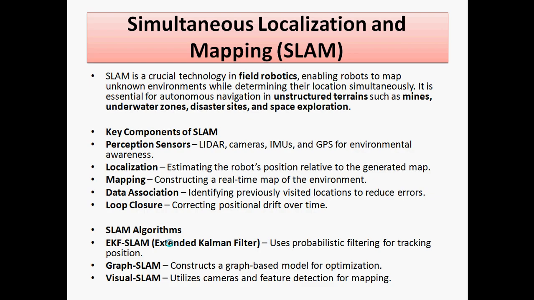The main components of SLAM start with the LiDAR sensor. We are using cameras, IMUs, and GPS for environmental awareness. So this is about perception through the sensors. Next is localization, which is estimating the robot's position relative to the generated map.